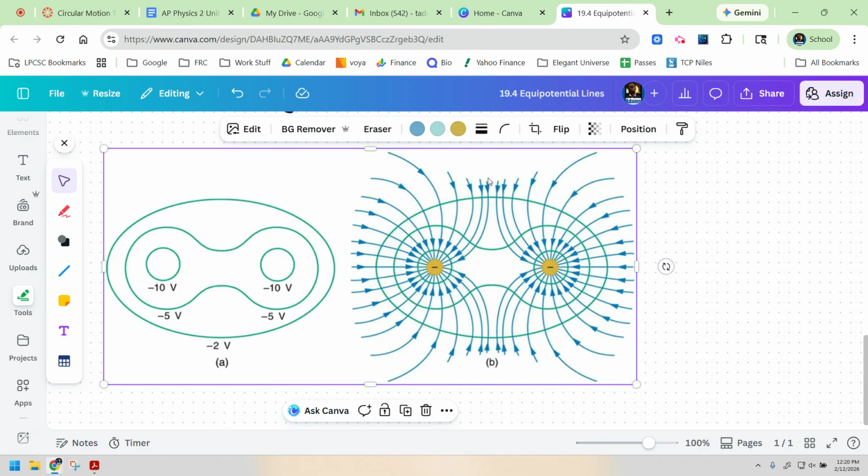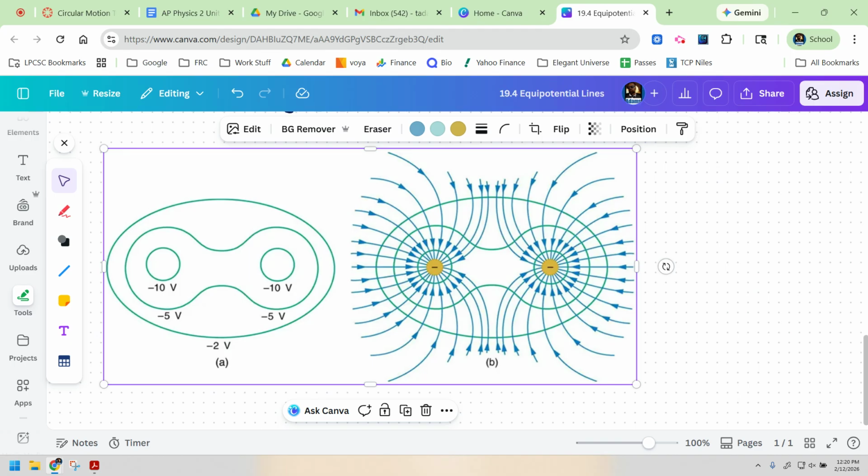Okay, and so because these are negative charges, the electric fields are going to go to the negative charges. Obviously a negative and a negative repel, so there's nothing inside here. And in order to keep this perpendicular, this kind of dips down here, this kind of dips down here, but it can't go too far.